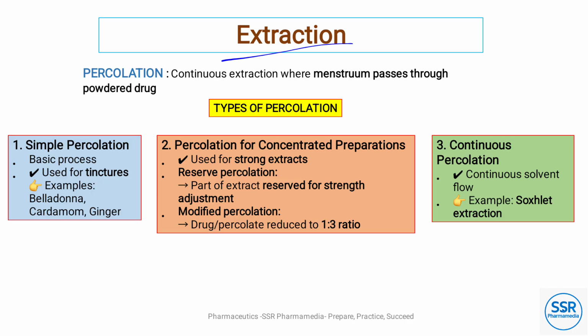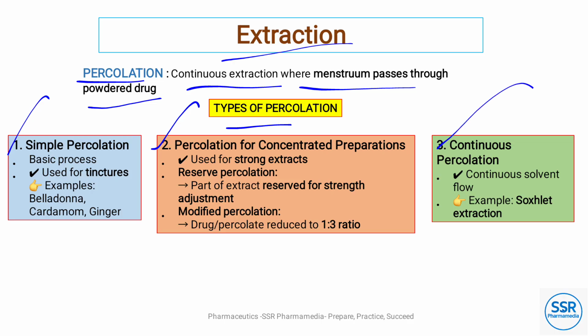So next, under extraction, we are going to see percolation. Percolation is also called continuous extraction, where menstruum passes through the powdered drug. Types of percolation: simple percolation, percolation for concentrated preparations, and continuous percolation. Simple percolation is the basic process used for tinctures, for example belladonna, cardamom, ginger.